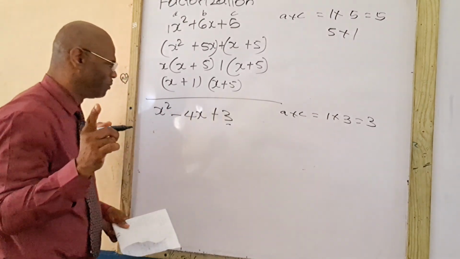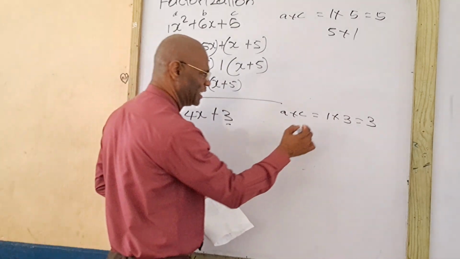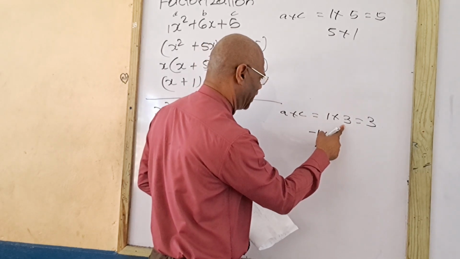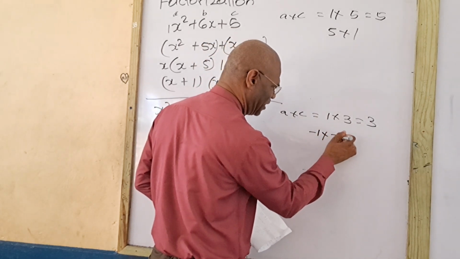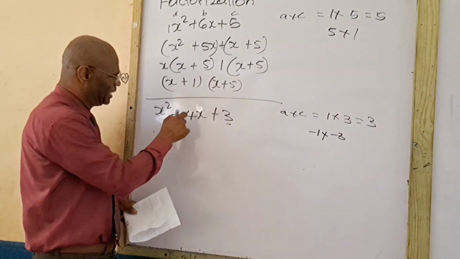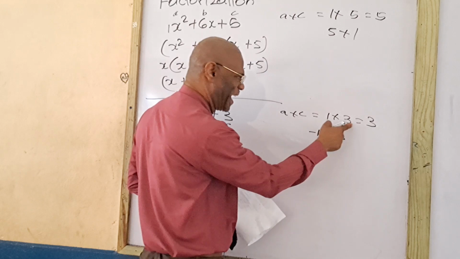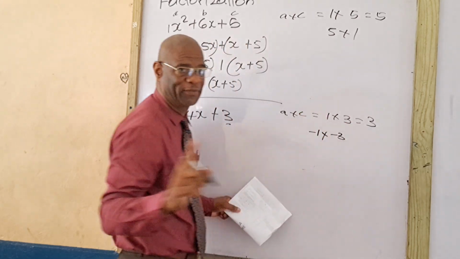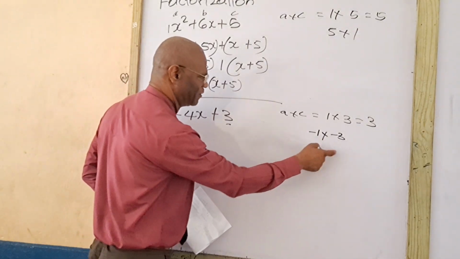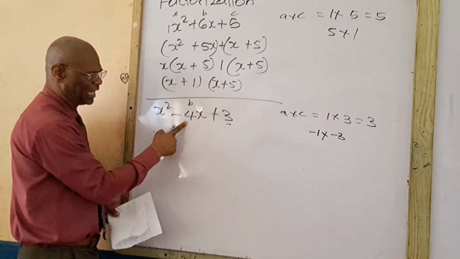Now, what two numbers can we multiply to get positive 3? It could be positive 1 and positive 3, or negative 1 and negative 3. Now, in this case, b is negative, so we couldn't add positive 1 and positive 3 and get negative 4. So we have to make them negative. Good? So we are going to replace negative 4x with negative 1 and negative 3.